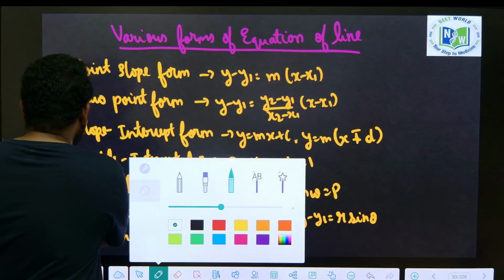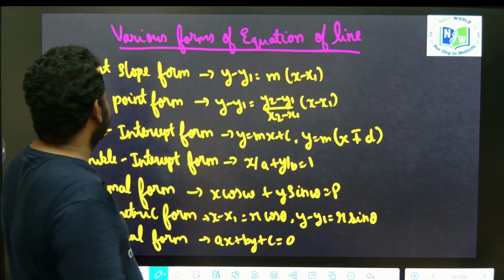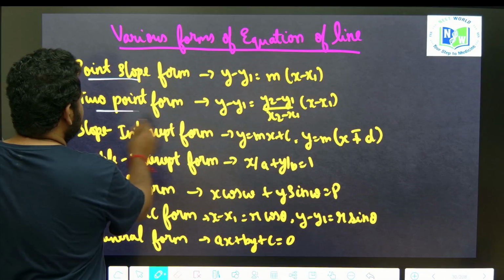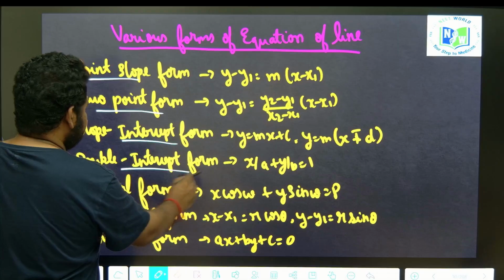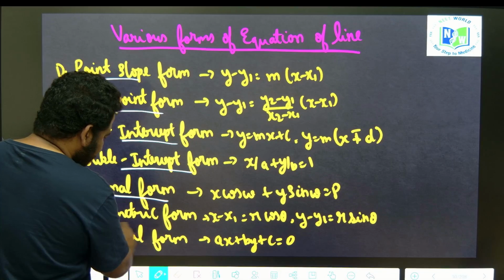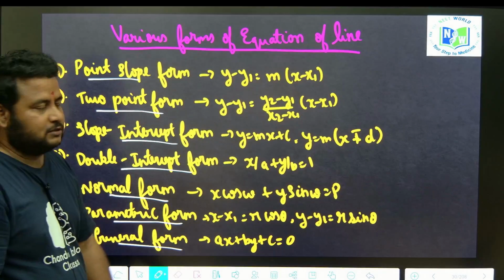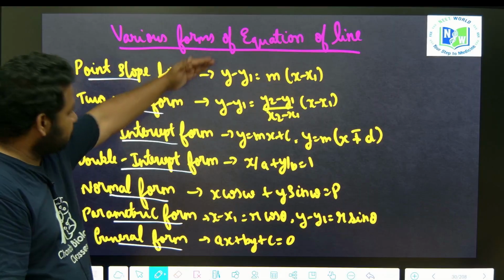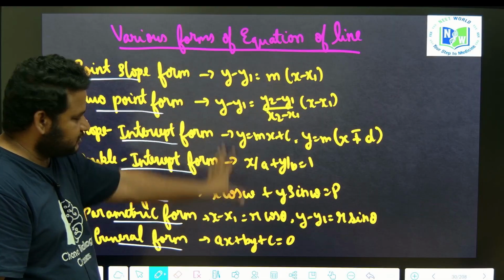So you can see these are the various forms of equation of a line. One is point slope form, next is 2 point form, slope intercept form, double intercept form, normal form, parametric form, and also general form. So when we talk about point slope form, you can write these down and use them for revision.